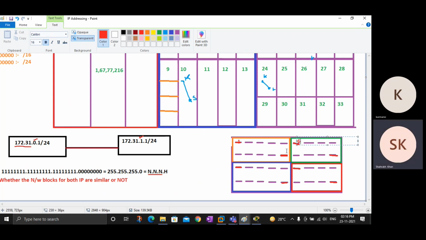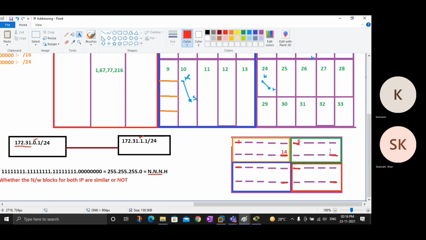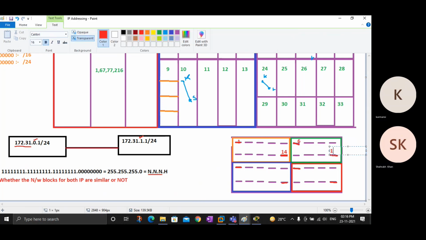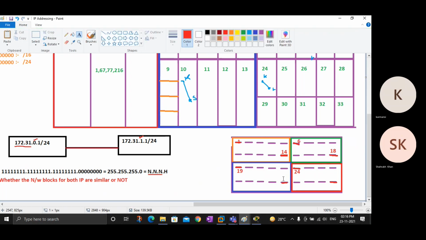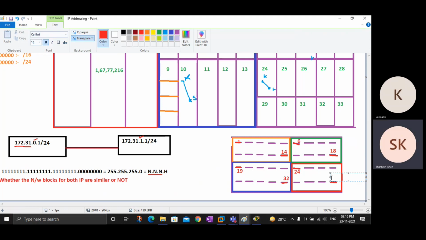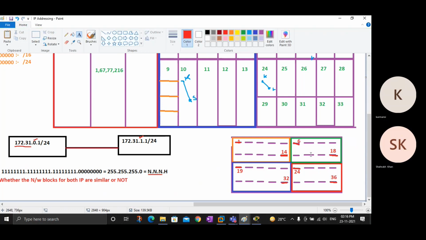Then 6, 10, 9, 10, 11, 12, 13. This one is 14. This one is 18, 19, 2, and 30. Okay.